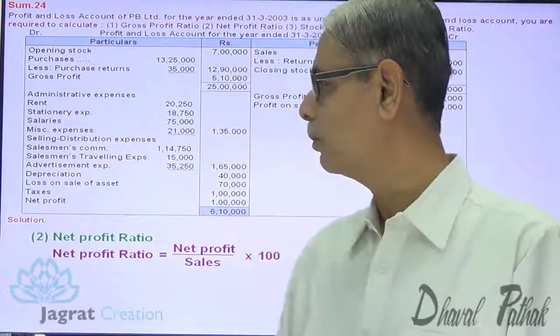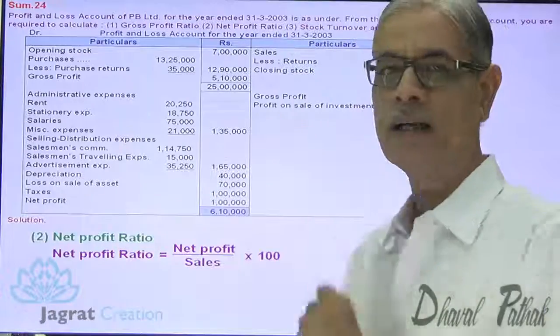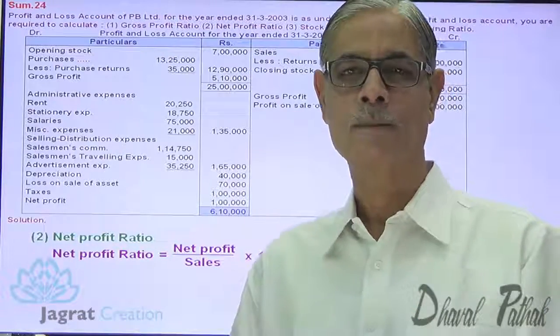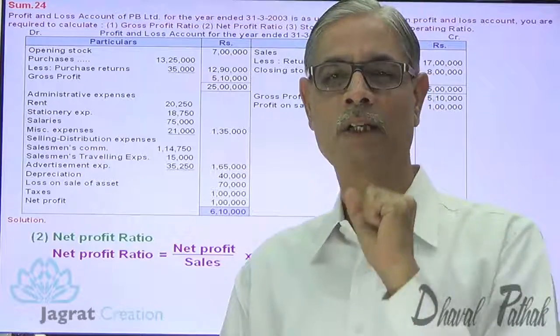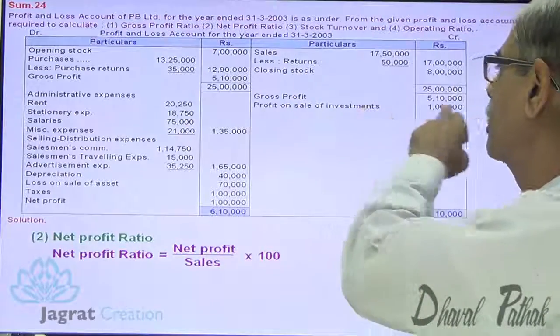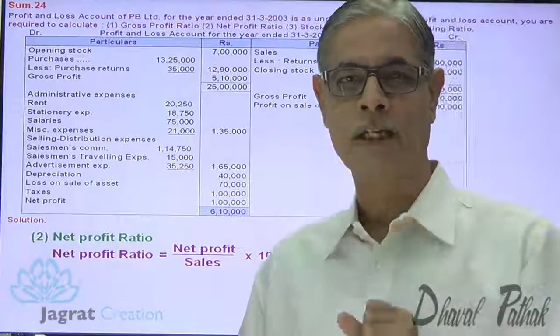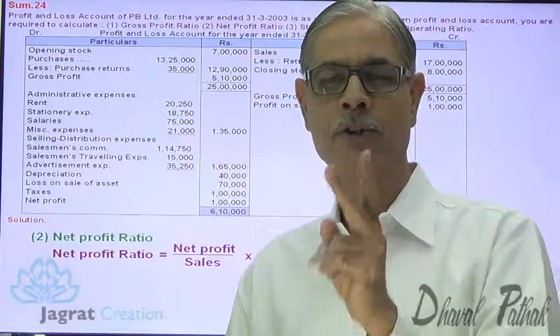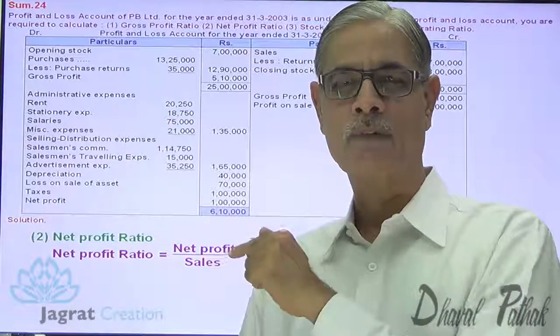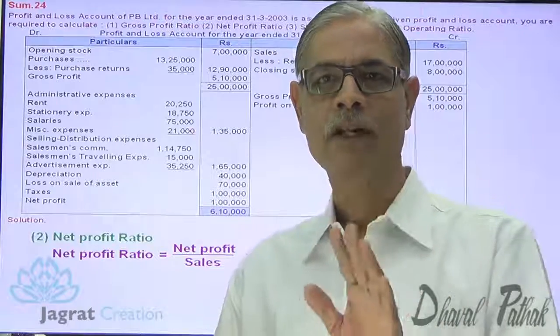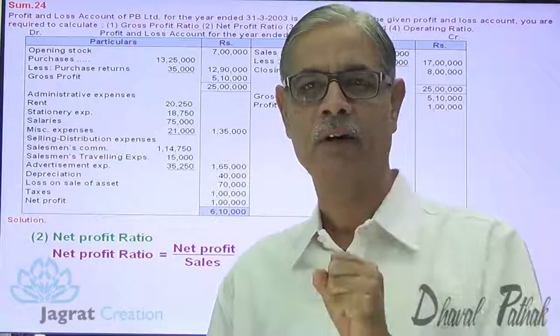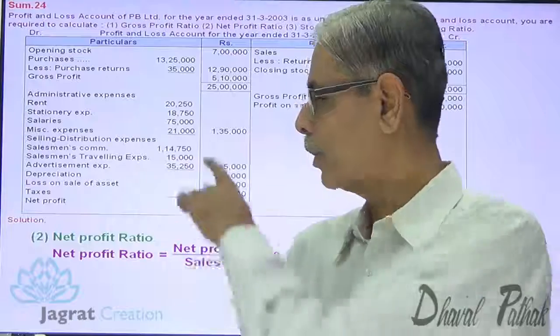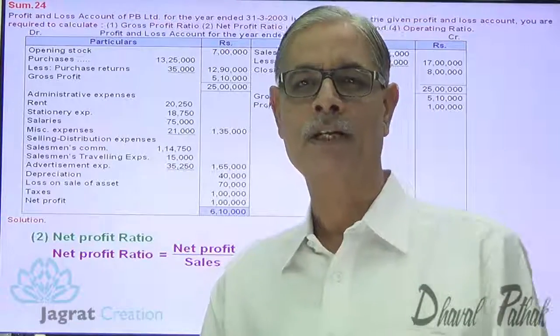If you observe that, you will find that loss on sale of asset is a non-operating loss because it is not a loss on sale of goods. Similarly, profit on sale of investment is a non-operating income. So the effect of these two items on profit should be removed. After removing that, we will get the net profit that is available for calculating this net profit ratio.